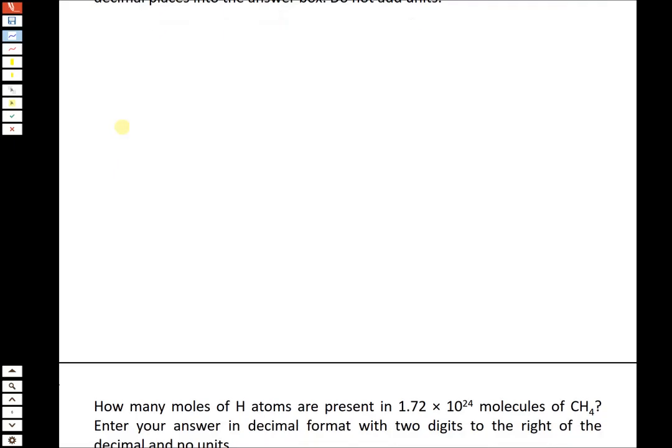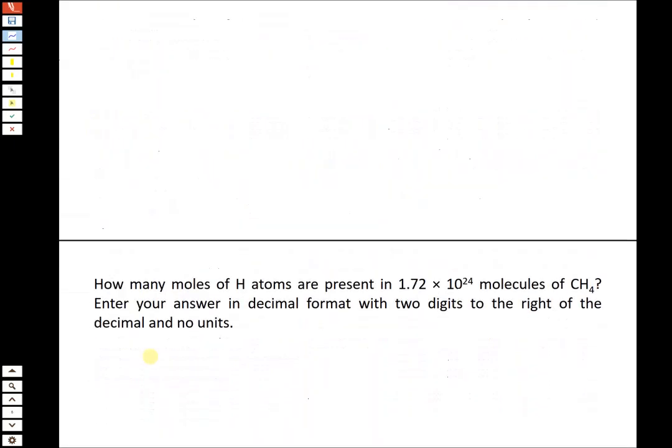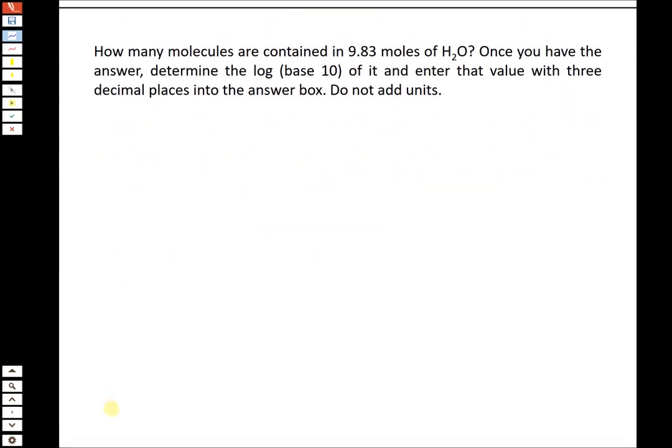And then the last several problems I'm going to do all deal with relationships involving moles. So just different ones here. This first one is a pretty straightforward one-step problem. We want to know how many molecules are contained in 9.83 moles of H2O. If we're looking for the number of atoms or number of molecules in a sample, we should automatically think of Avogadro's number. So we're looking for the number of molecules of water, and we're given that we have 9.83 moles.